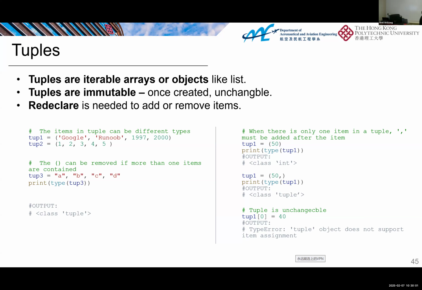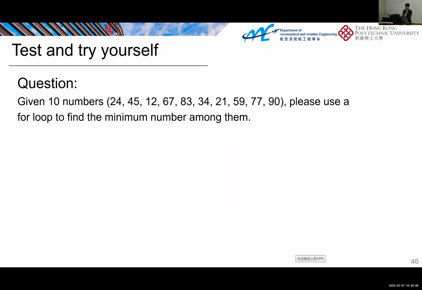Let's try an example. Please try to use the list and the tuple, both. For example, use a list or a tuple to save the numbers 1, 2, 3, 4, 5, 6 up to 10, and try to find the minimum value.